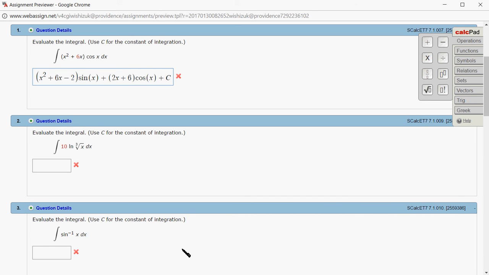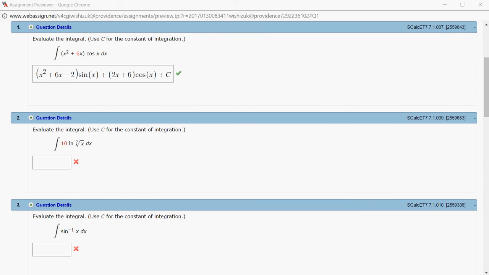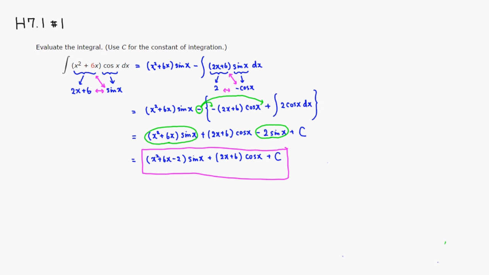Let's check, submit for testing. It came back and looks like we got this one correctly. That's it. I hope that this was clear.